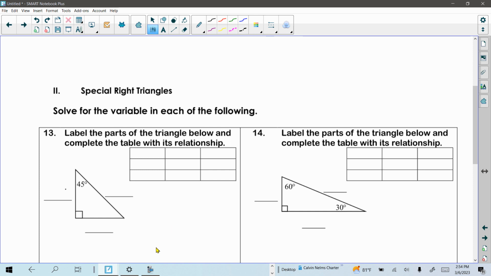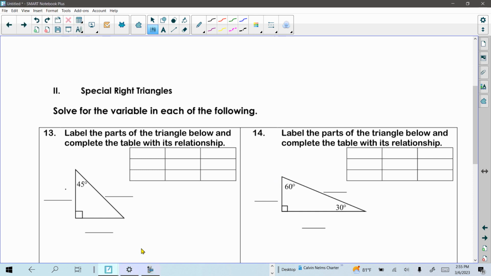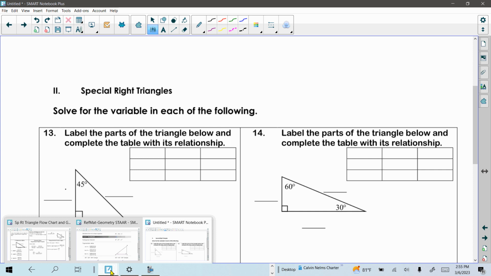Let me see if I can get this open. Hold on just a second. Okay, I'm trying to get to that formula chart. Sorry about that. Trying to get to that formula chart that you're going to get to use.